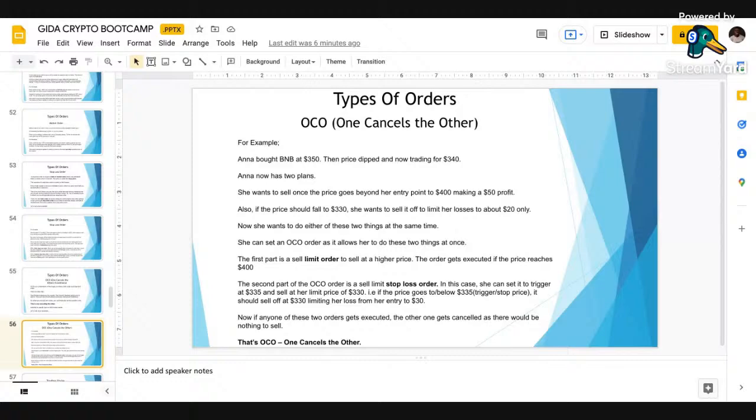So she bought at 350. She has two plans. One, to make a $50 profit. When the coin gets to $400, she wants to set a take profit order. That is, she sets a limit order to sell at 400. Her second plan is that as this coin is falling from 350 to 340, if it falls further to 330, she wants to sell with a $20 loss at 330. Now, she wants to do either of these two things at the same time. Do you understand? This OCO gives you more functionality. Remember, before, you could only set take profit, using a limit order.